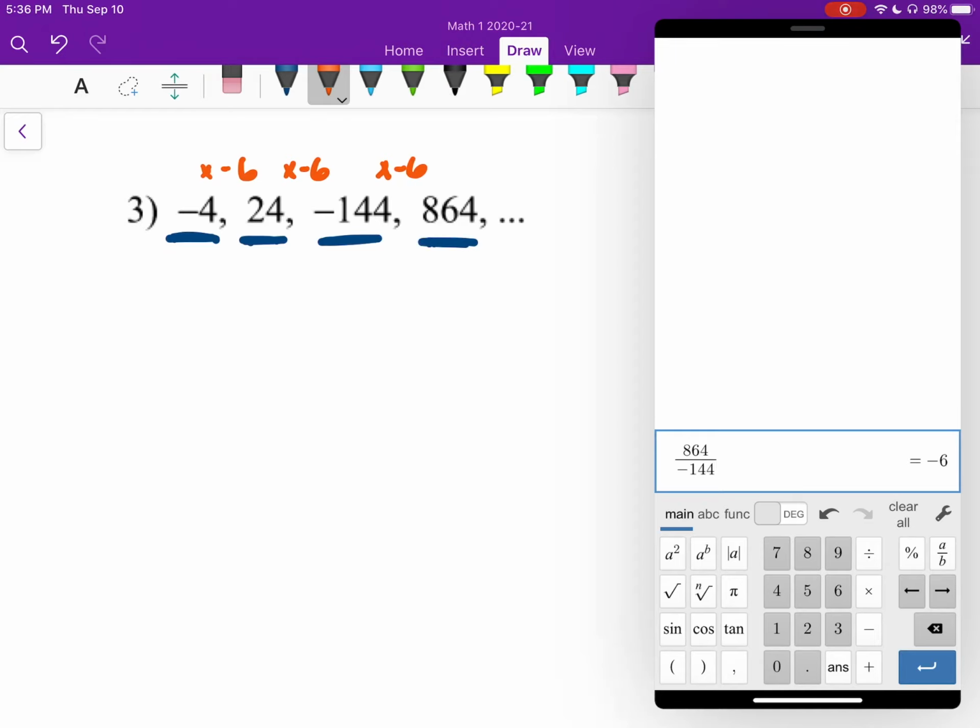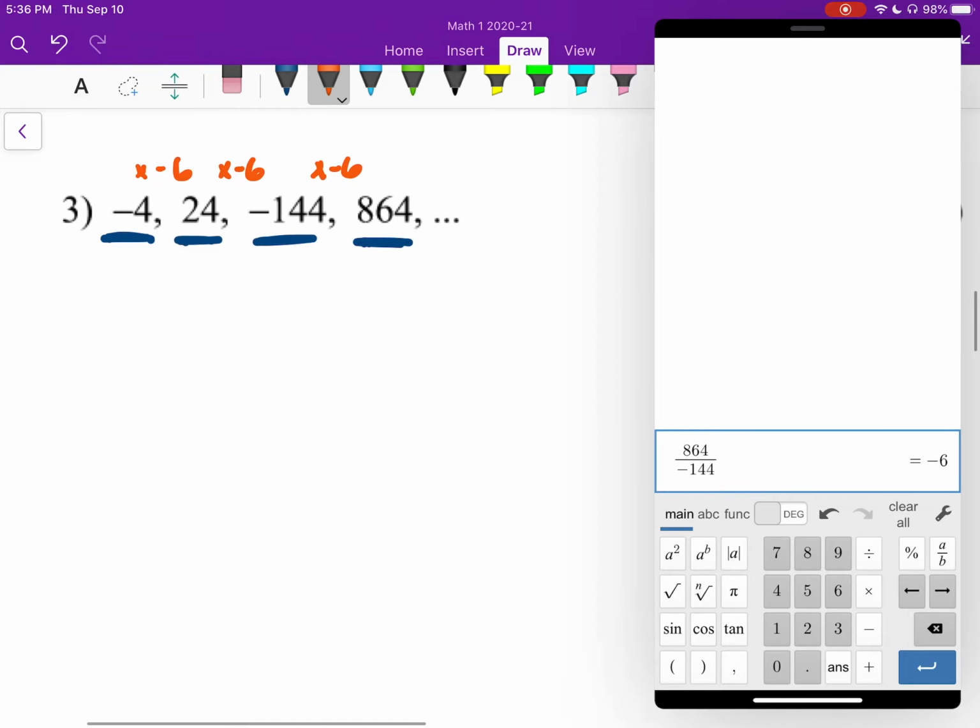In later lessons, you're going to have to check all of them to make sure it actually checks out, that it's not just that one of them works, because sometimes they won't be a sequence, right? So if this 864 was an 865, then our sequence wouldn't work because that wouldn't be multiplying by negative 6 there. You see what I mean? But this does work.